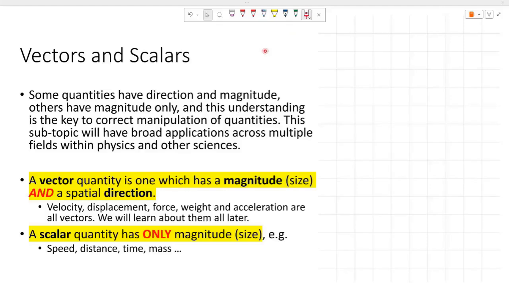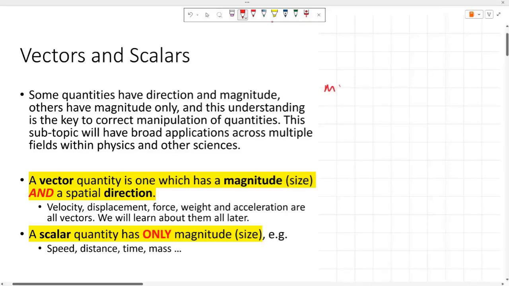All right, we're going to start AP Physics by talking about something that shows up everywhere in this course, and that is the difference between vectors and scalars. Some quantities in physics just tell us how much of something there is, while other quantities tell us how much and the associated direction.